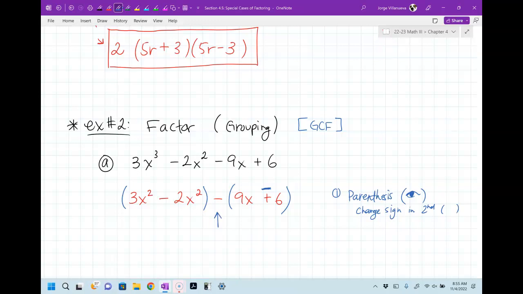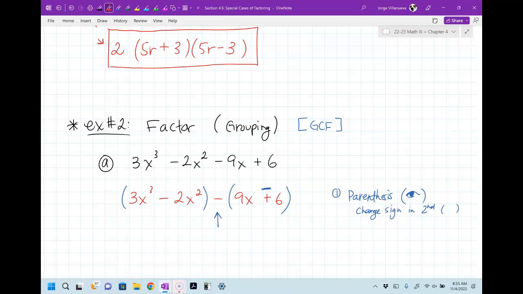Isn't the 3x squared supposed to be 3x cubed? Oh my gosh. Thank you. I did it again. All right. Hold on. For some reason, I did it the first time too. I said, oh, I messed up, and then I fixed it, and then I did it again. Thank you for that.